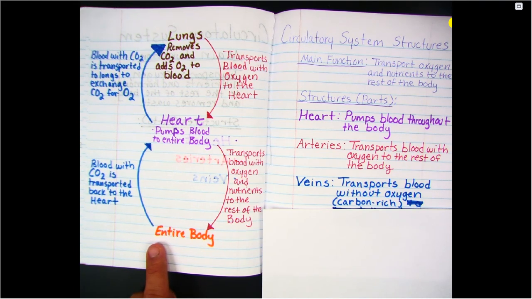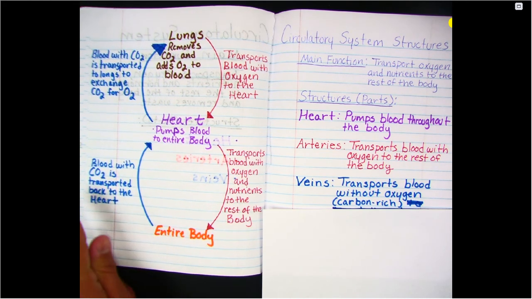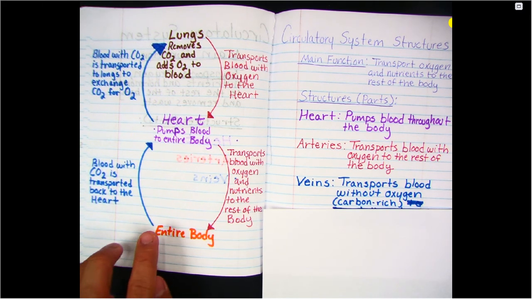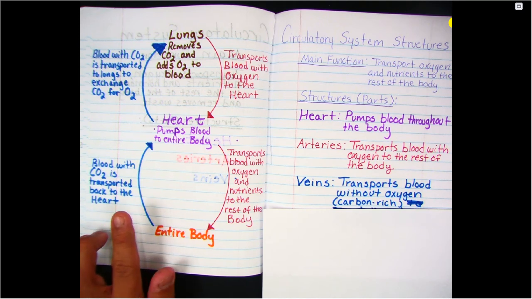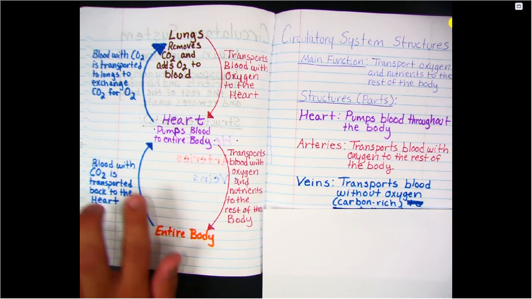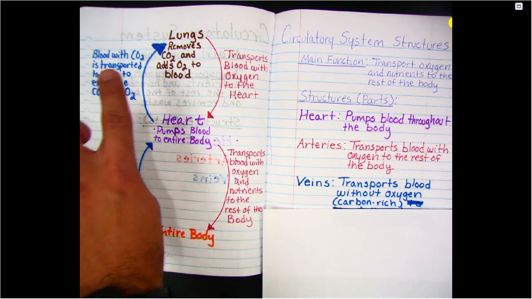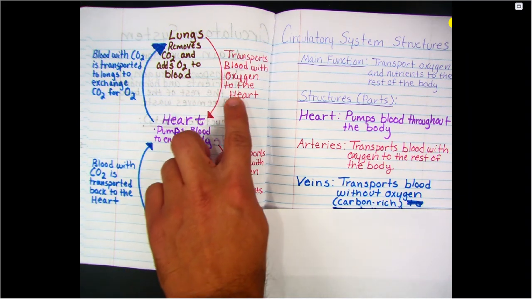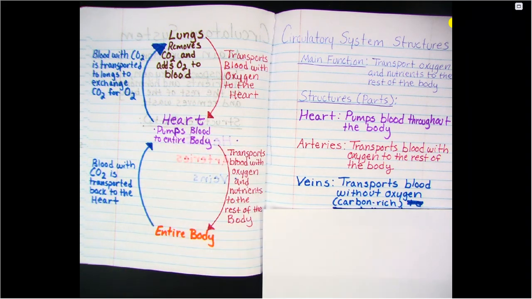Okay, then the waste is created and needs to exit the body. And in this case, the waste is CO2 or carbon dioxide. So now it's going to transport that CO2 back to the heart. The heart pumps it out, pushing it towards the lungs. And this is where an exchange happens where the CO2 is now going to exit your body and you breathe in and take in more oxygen. And when that oxygen comes in, it enters your bloodstream, and now it's going to be transported back through the arteries again to the heart. Okay.